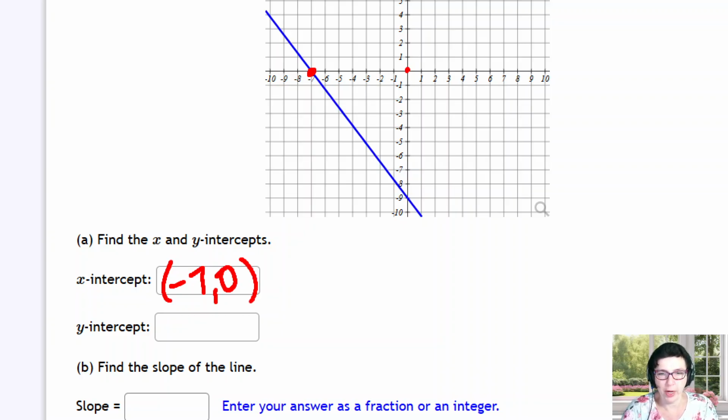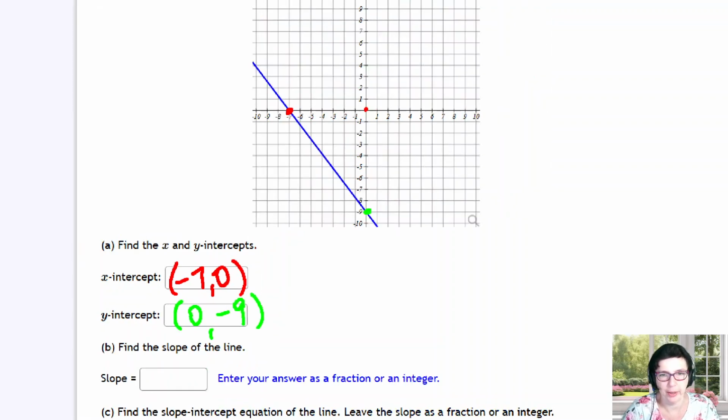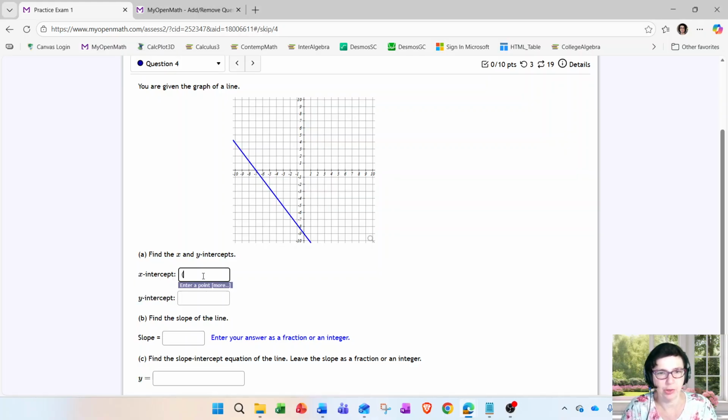Now, for the y-intercept, where is this line intersecting with the vertical axis? Well, it intersects at this point right here. For the y-intercept, we're not going left or right. We're only going, in this case, 9 down. So that means this is going to be 0 for the x and -9 for the y. Okay, so let's write that down. So -7, 0, and then 0, -9.